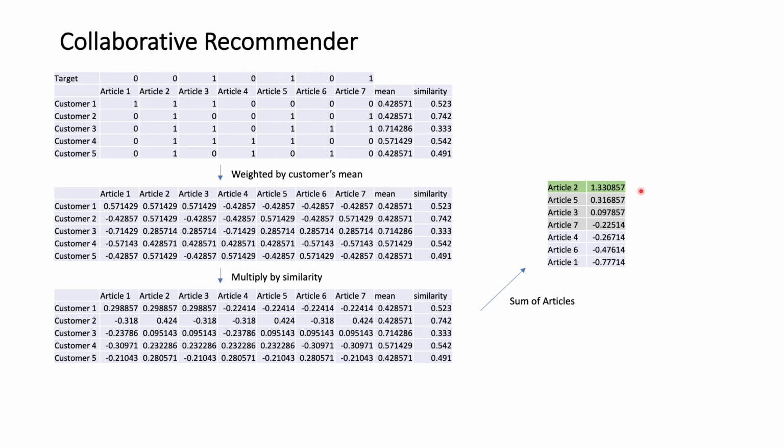In green, with 1.33 for article 2, we will recommend this to the target. Articles 5, 3, and 7, highlighted in gray, are the products that the target has bought before, so we want to avoid recommending these three items, followed by articles 4, 6, and 1 with lower scores.